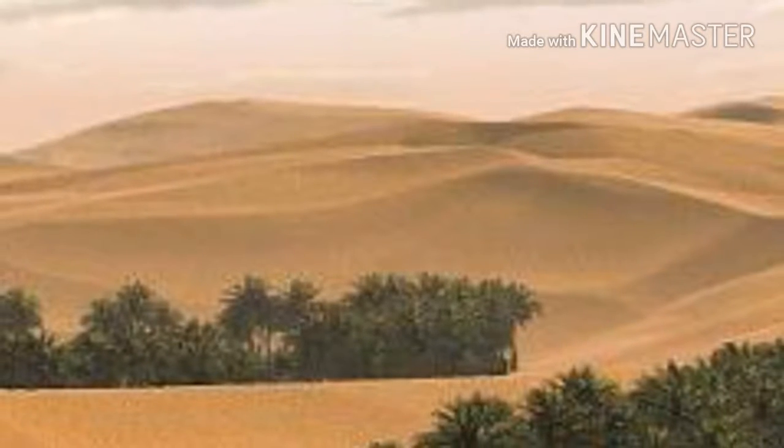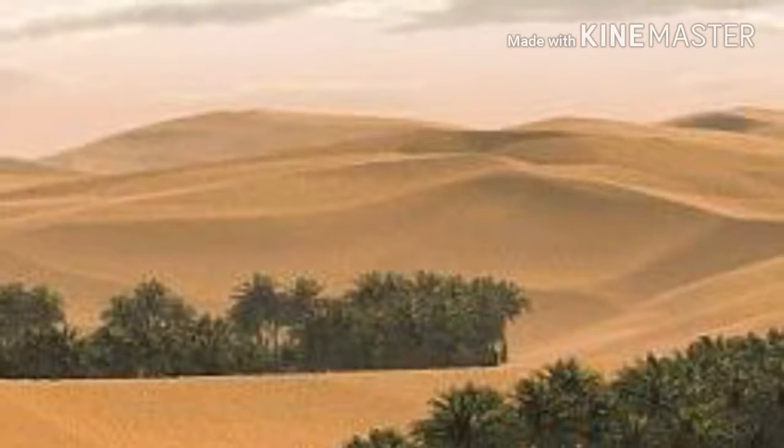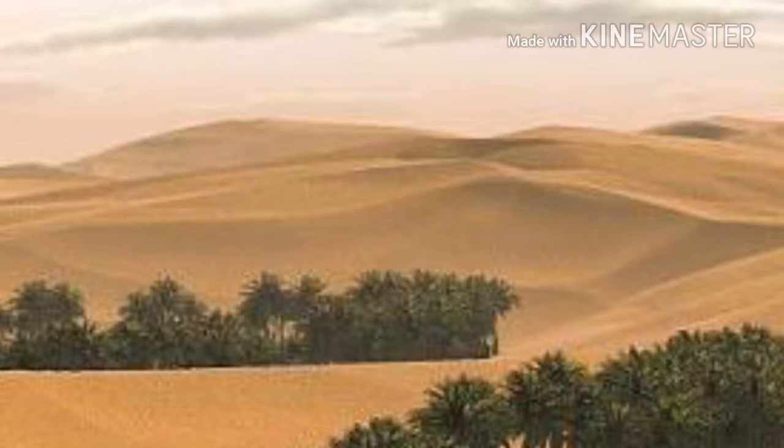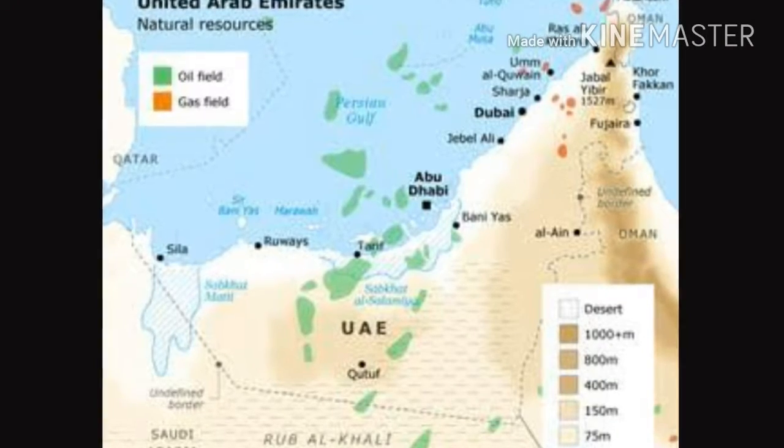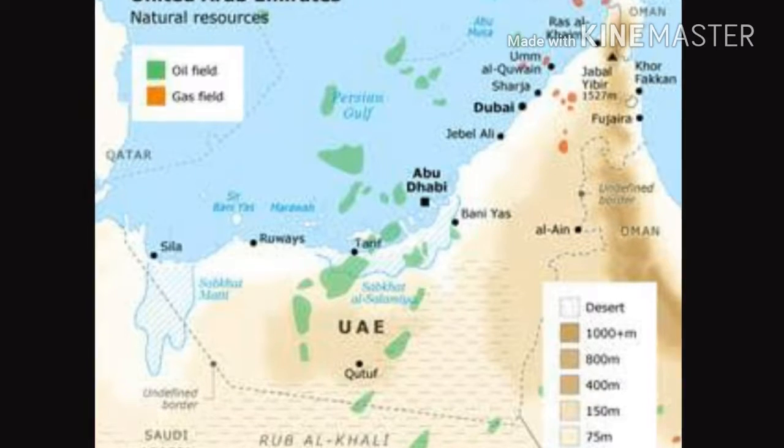The terrain of UAE is very flat, but in the desert it is full of sand dunes, and in the east full of mountains. Now let me make this clear to you.